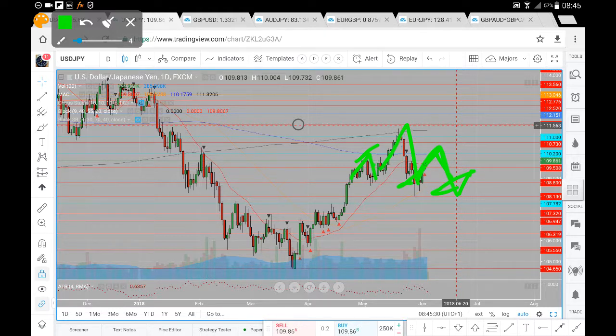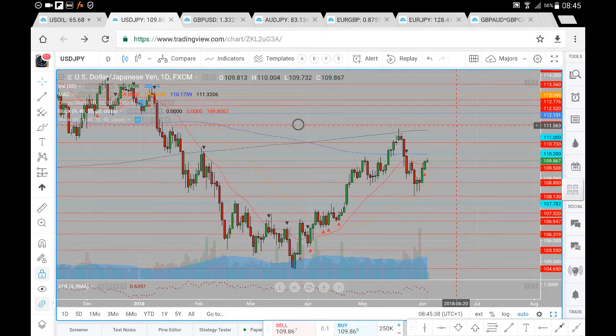So if it does play out from the 110 or the 110.20, we are looking for a move down here to the downside, possibly in around 108.13, or even further to the downside here on the US dollar against the Japanese yen.